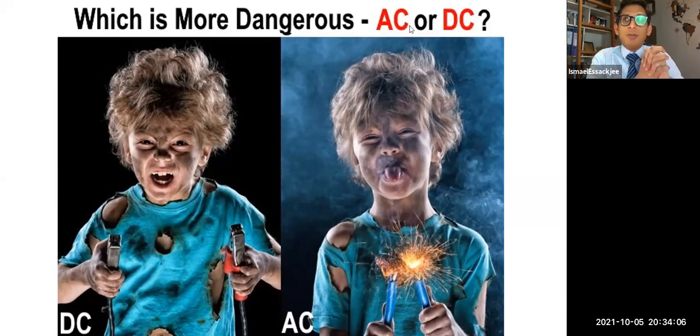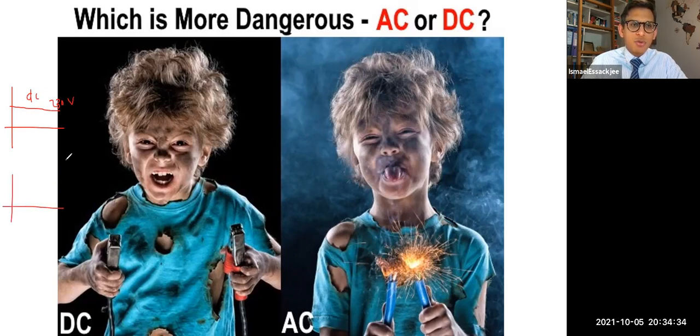We can always argue about that, but it's AC which is more dangerous. Quickly for you, because we have lots of people who have said DC: when you draw the curve, DC is going to be somewhere around here, direct current. Let's say it's 230 volts, it's going to remain like this. But when we say it's 230 volts AC, AC is going to be like this, and 230 volts AC is the RMS value, root mean square value.